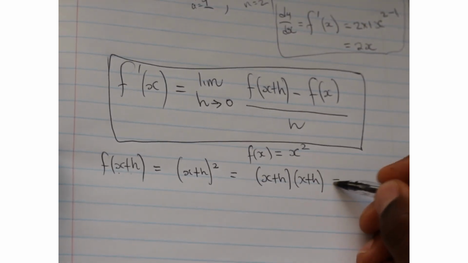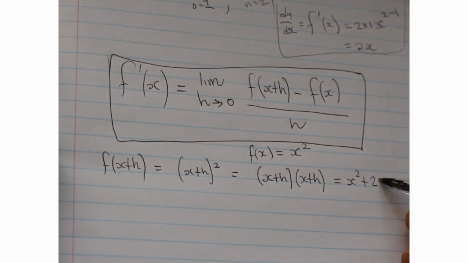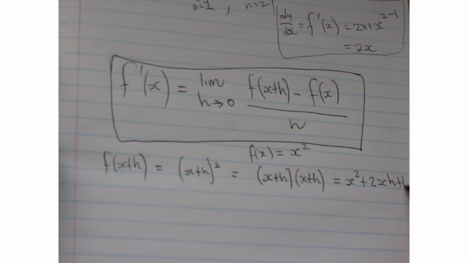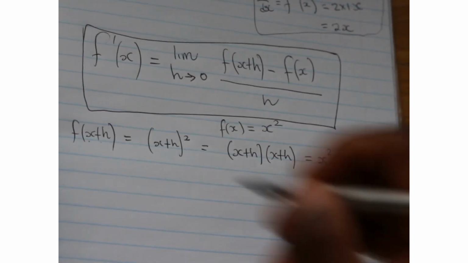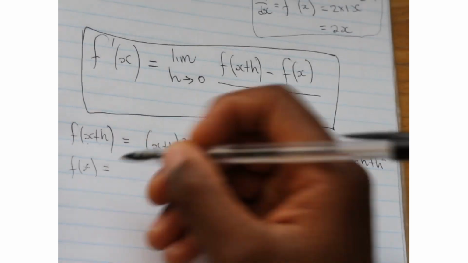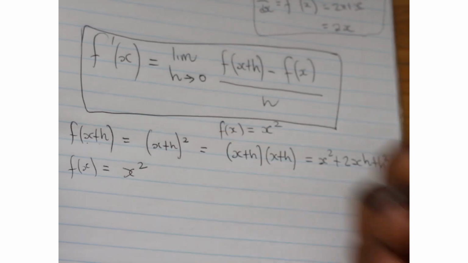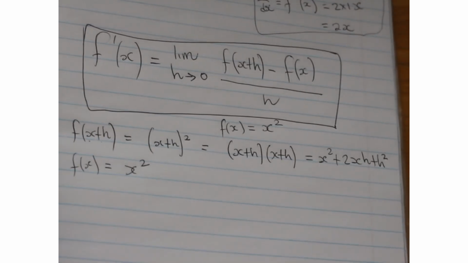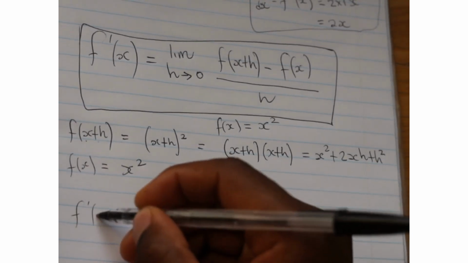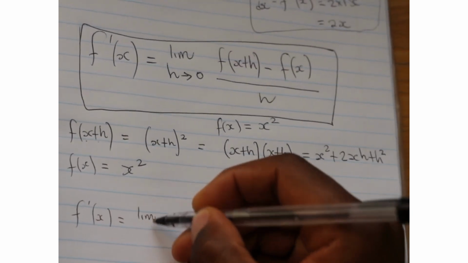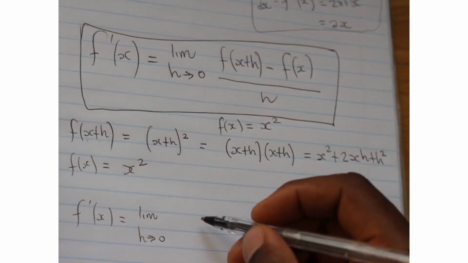Then we can start expanding. So we know that we're going to have x squared plus 2xh plus h squared. But we also know that f of x is just x squared. Remember, here it's f of x plus h, and then f of x is just x squared. So we've got everything that we need to substitute into the formula now. So we can go right ahead and say f prime of x is going to be given by the limit as h approaches 0, and then we substitute f of x plus h.